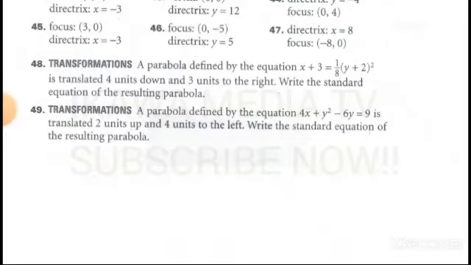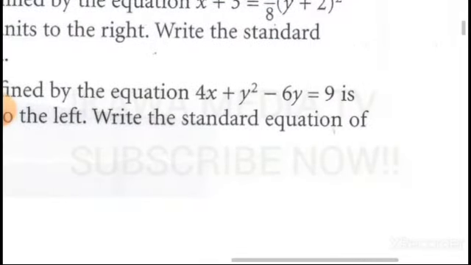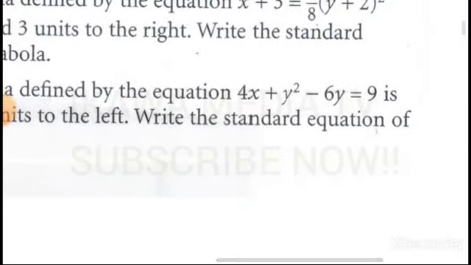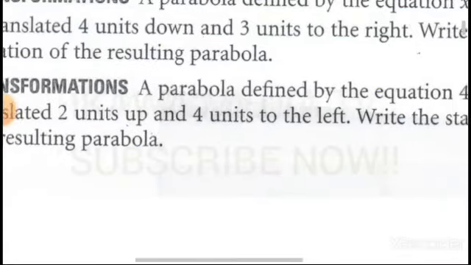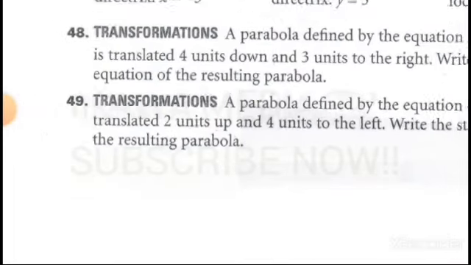Question 49.2 contains transformations. A parabola defined by the equation 4x plus y squared minus 6y equals 9 is translated 2 units up and 4 units to the left. You are required to write the standard equation of the resulting parabola. Down there we have answers.